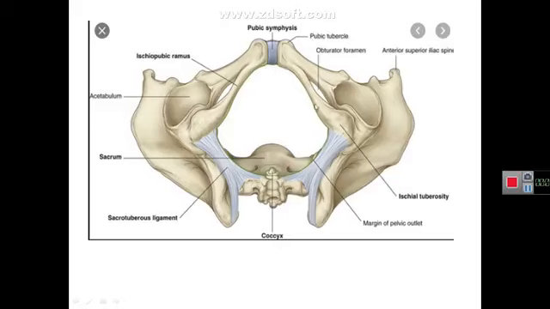Also, the pelvic outlet, or inferior pelvic aperture, on the sides is bounded by the ischiopubic rami, the ischial tuberosity, and the sacrotuberous ligament. The inferior aperture is diamond in shape, also called the pelvic outlet.